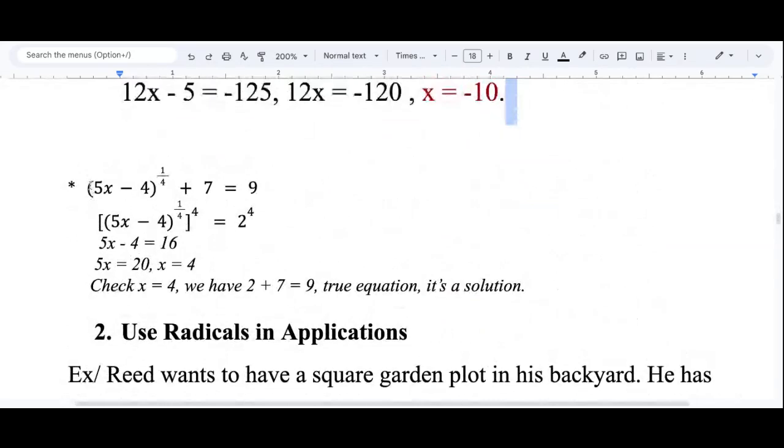Let's see this example. This is a 4th root, so the index is 4. It can be written as a fractional exponent. So what do we do? We raise both sides to the power 4, because 4 times 1/4 becomes 1. So this is 5x minus 4 equals 2 to the 4th power. 2 times 2 is 4. 4 times another 4 is 16. So solving, we get x equals 4.